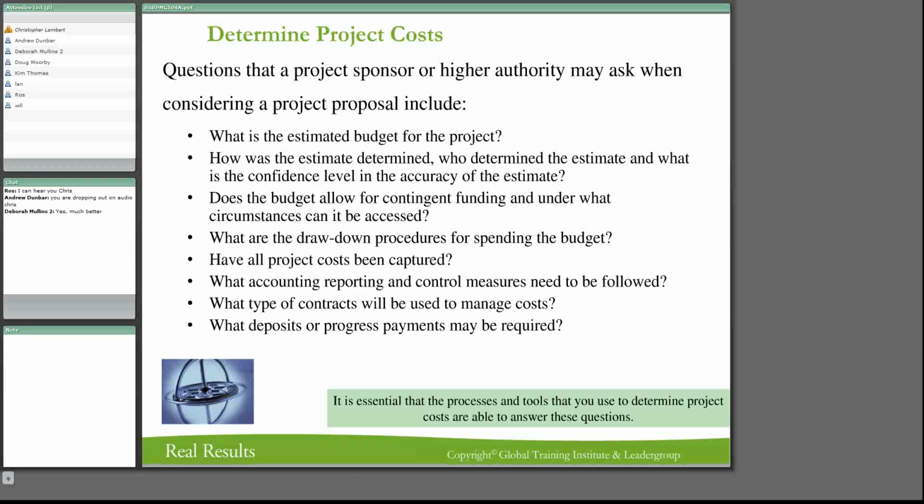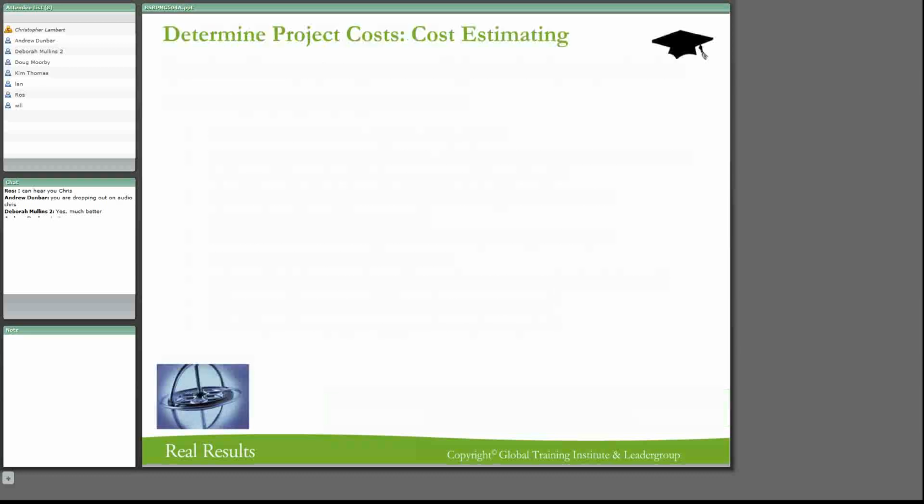Okay. All right, determining your project costs, and now we're going to look at some estimating. Doug, Victoria's going to give you a call to see what the issue could be. Okay.